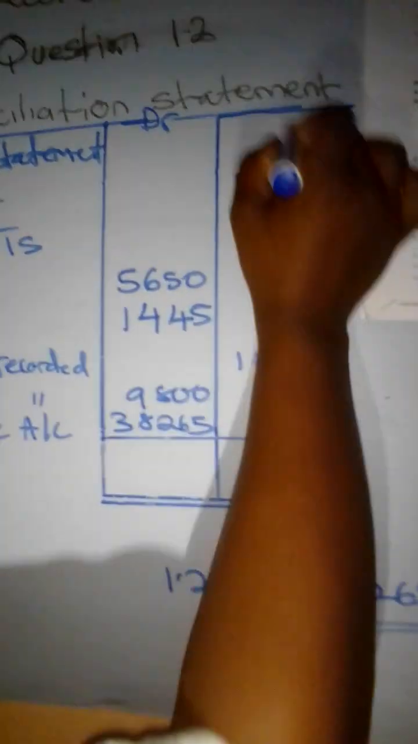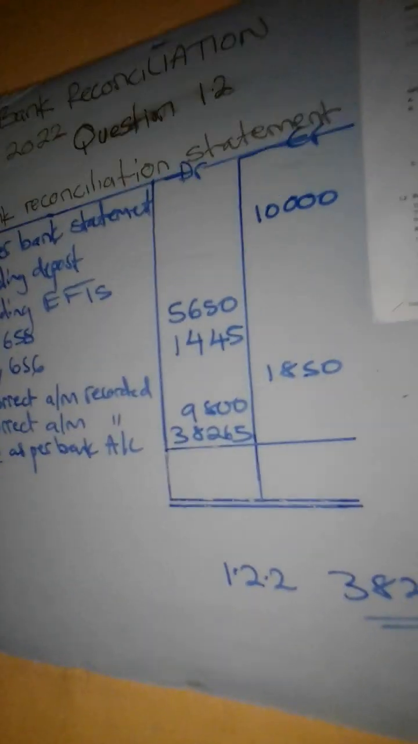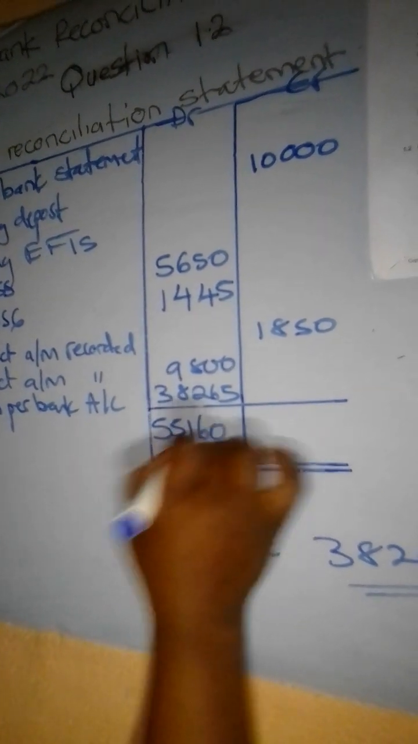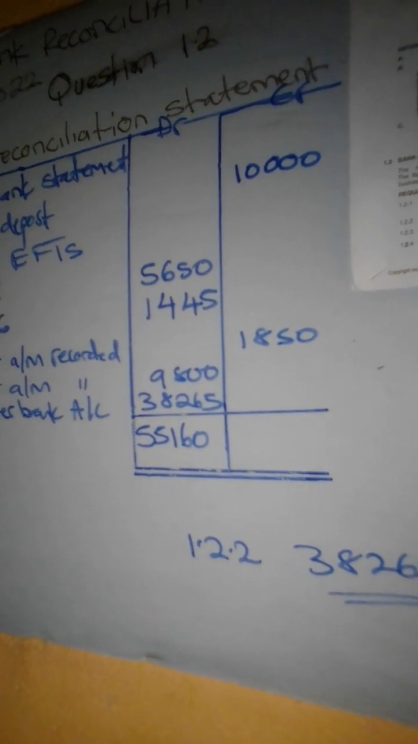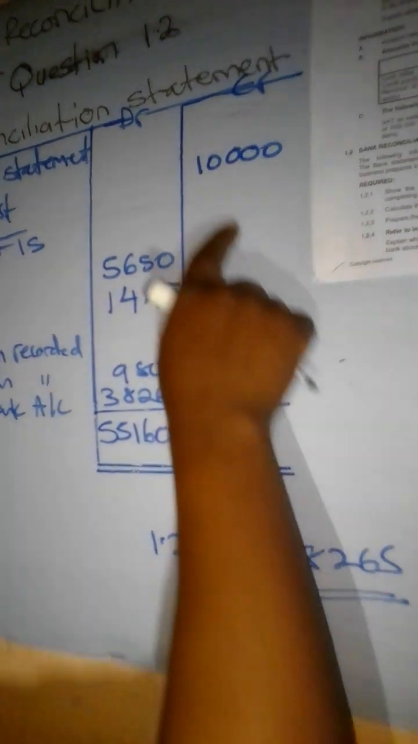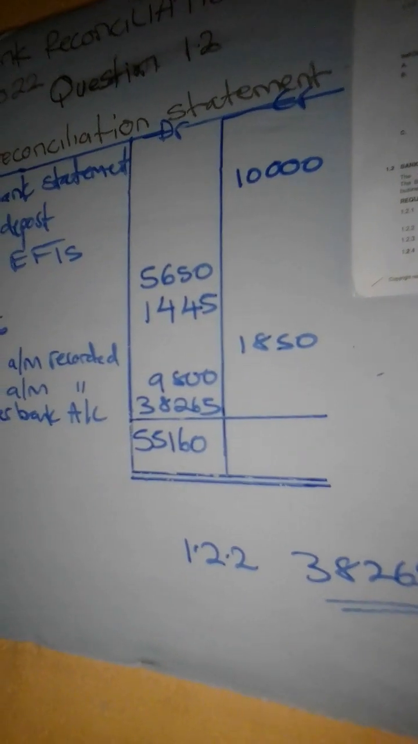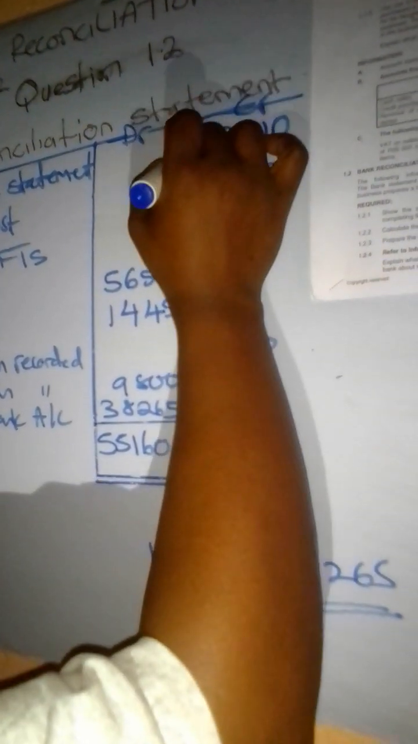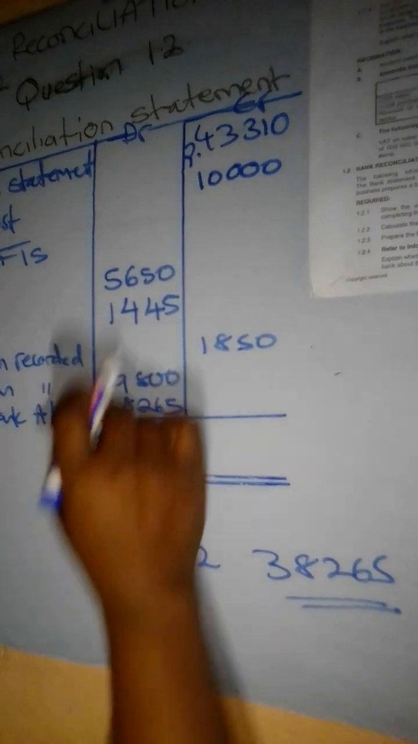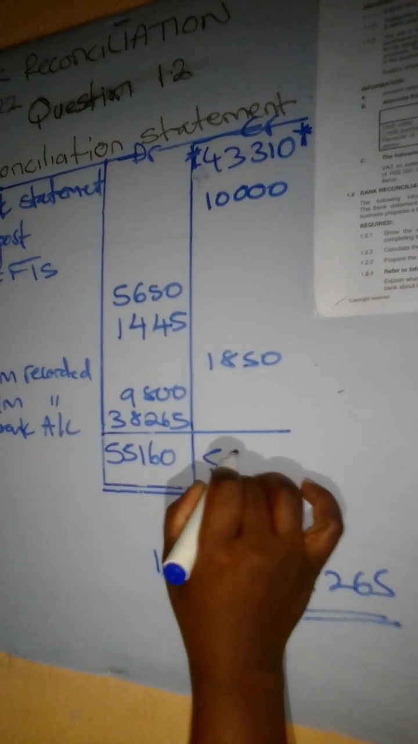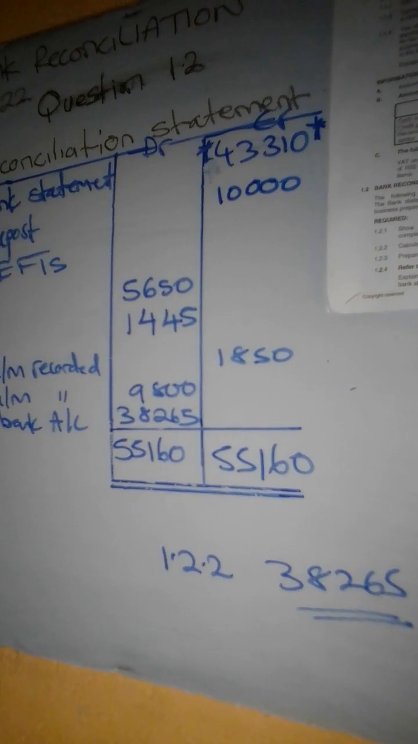We can add everything that is on the debit side. This is our debit side, this is our credit side. We add everything on our debit side, which gives us 55,160. After that we subtract everything on the credit side: we minus the 1,850 and we minus the 10,000. We'll get 43,310. Remember, this was the balancing figure, the balance as per bank statement. Then we are done with our bank reconciliation statement.